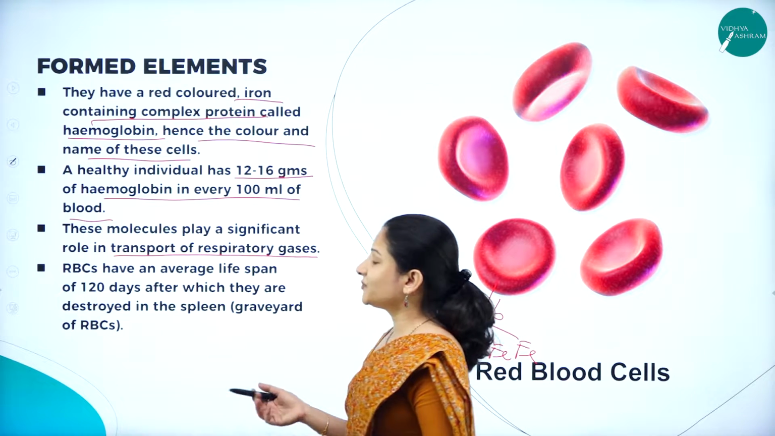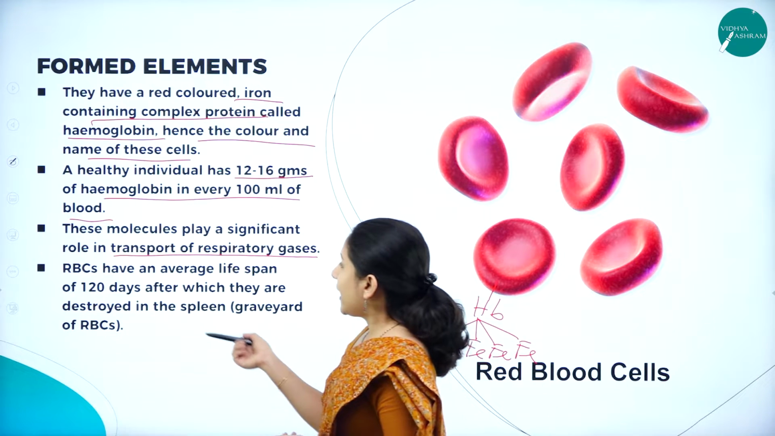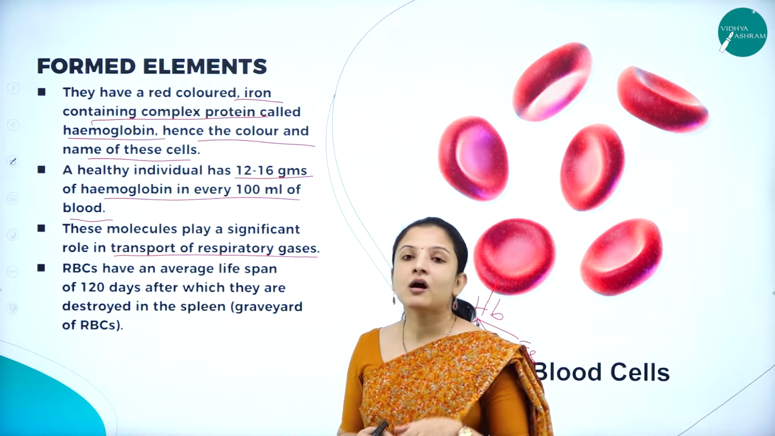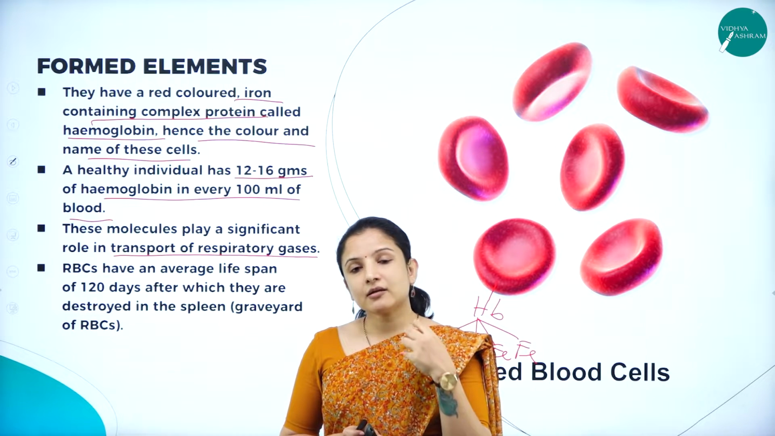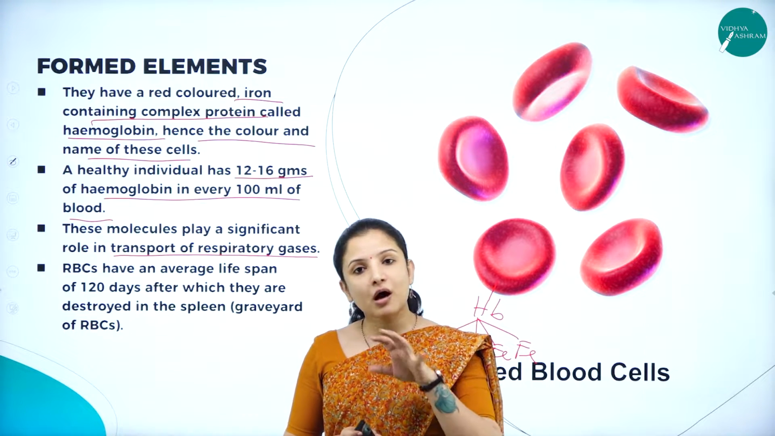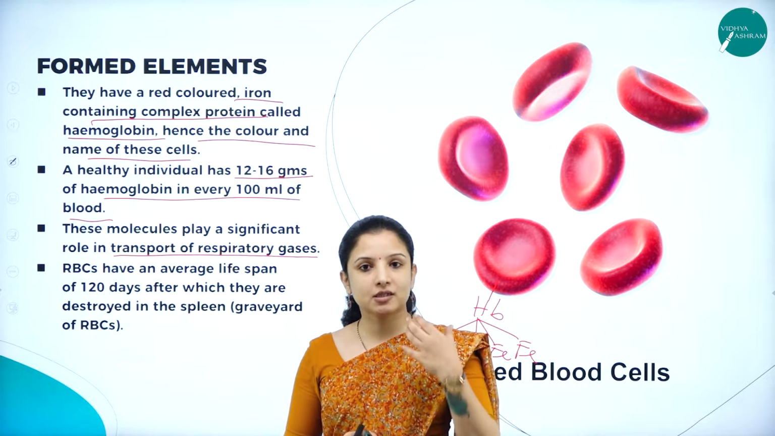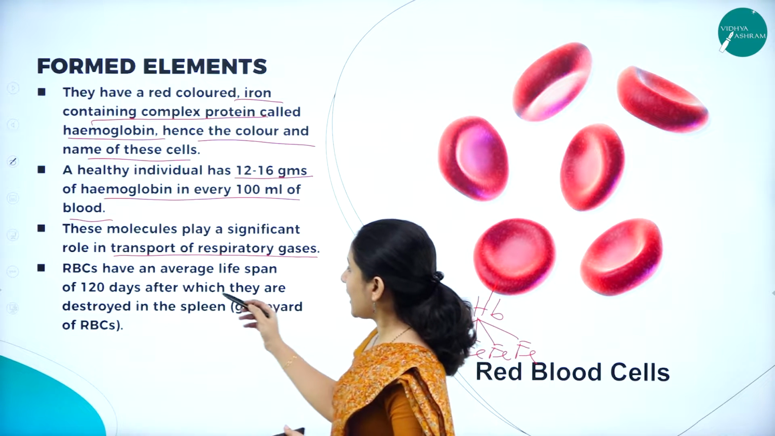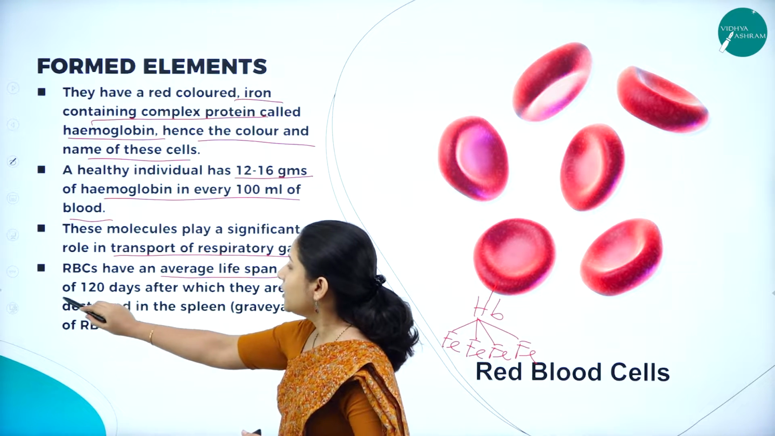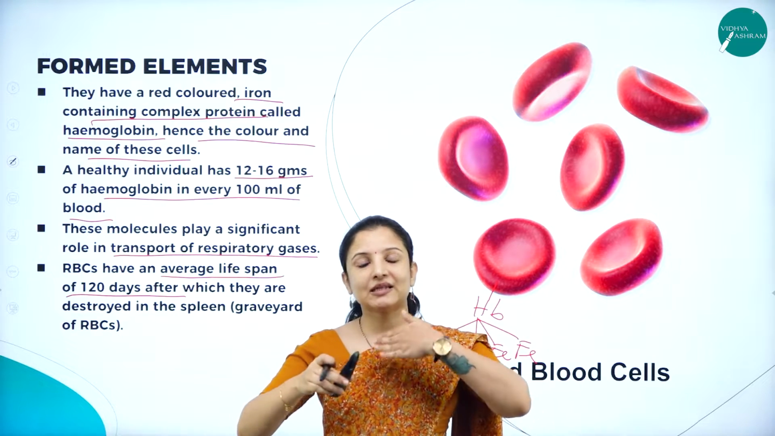So, these molecules play a very important role in transport of respiratory gases, and these RBCs are not immortal. That means they do not live throughout the individual's lifespan. They also die, they get destroyed. So, what is the lifespan of an RBC? The RBC has an average lifespan of 120 days. After 120 days, the RBCs get replenished.